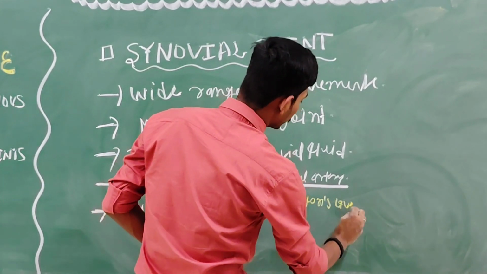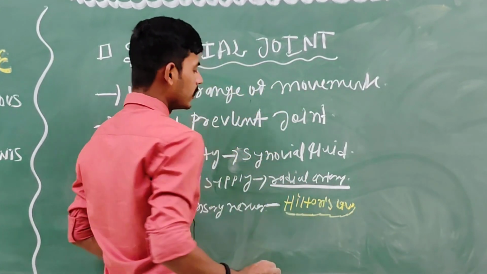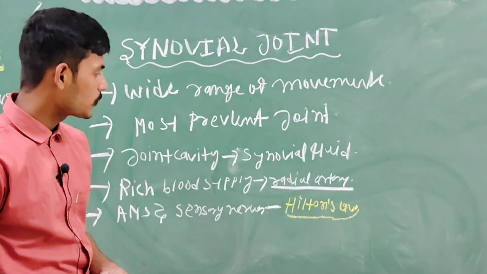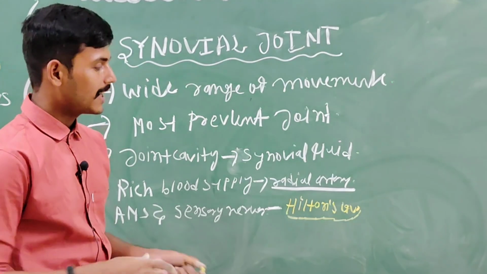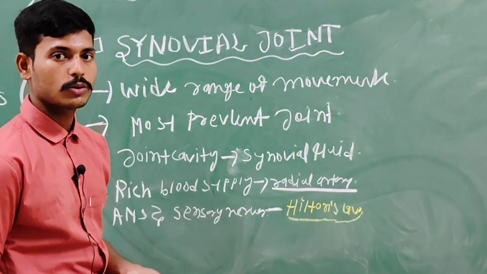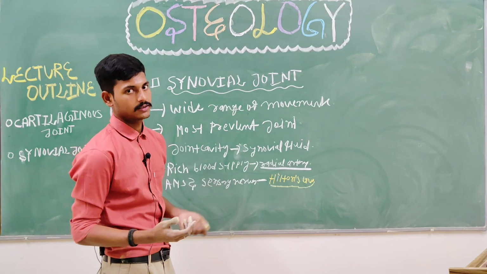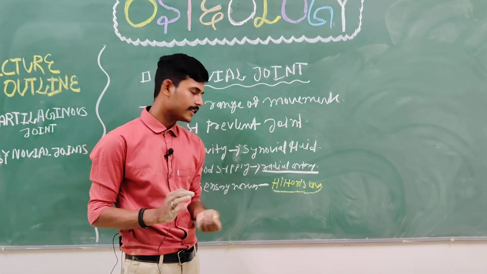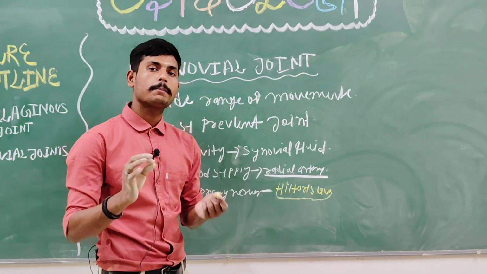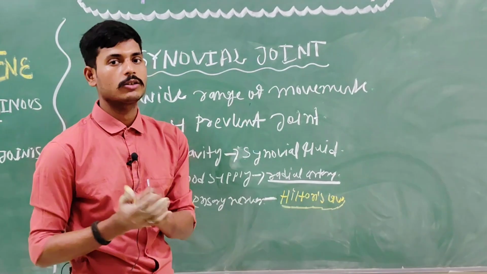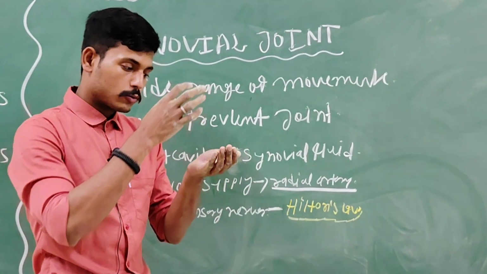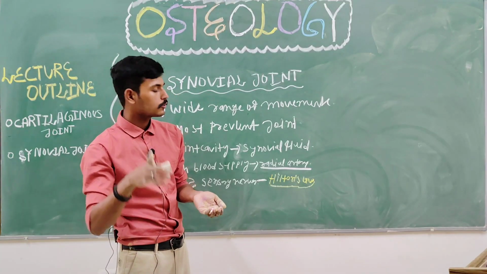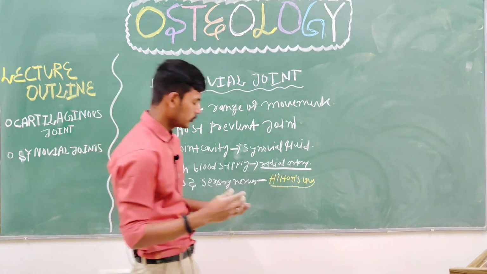Hilton's law states that the nerves which supply the muscles acting on a joint also give branches to that same joint. Let me repeat it once again. Hilton's law states that the nerve which is supplying the particular muscles present on the joint also gives branches to the joint.